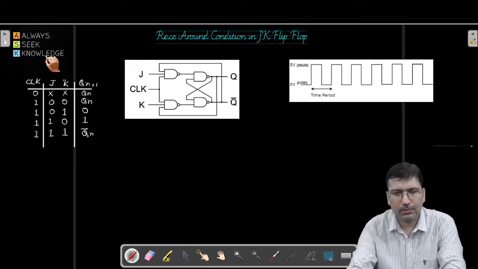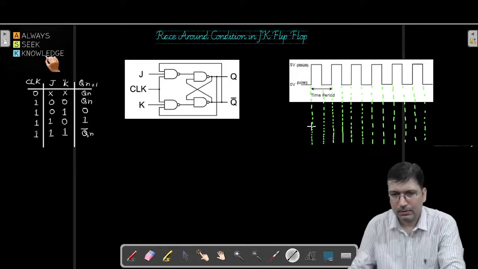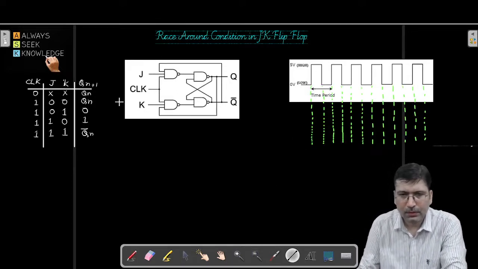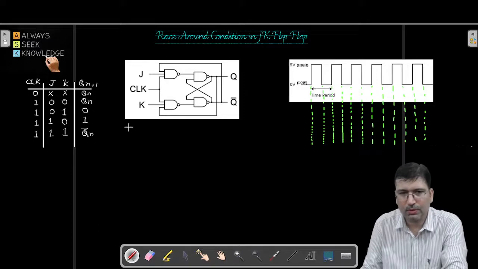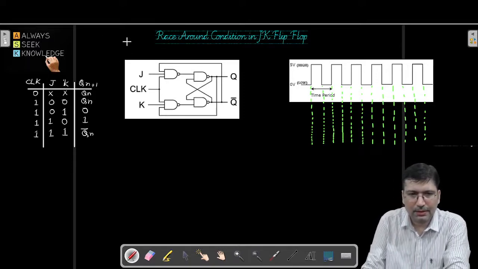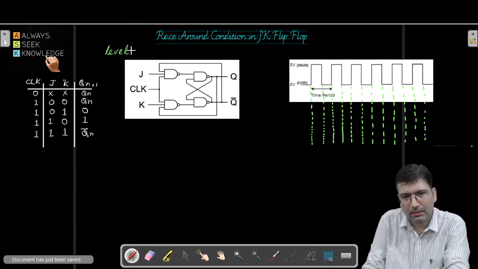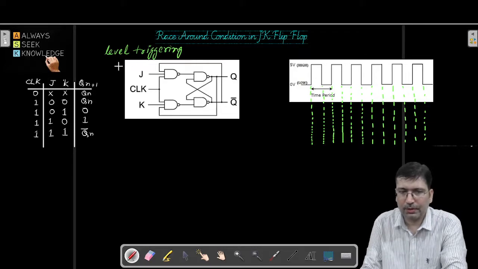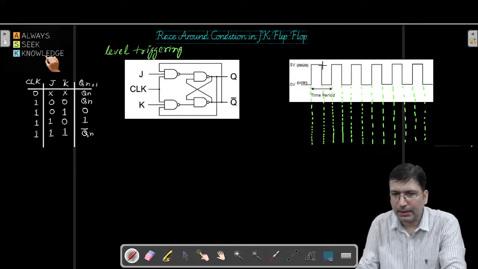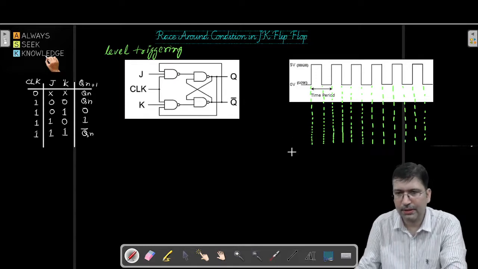So let's draw the clock pulse. We have something like this, and we are assuming that generally we face such kind of issue when the flip-flop is level triggered. So I assume here the flip-flop is utilizing level triggering. Okay. So in case of level triggering, when the clock is high, then the deflection will be shown on these pins, right?